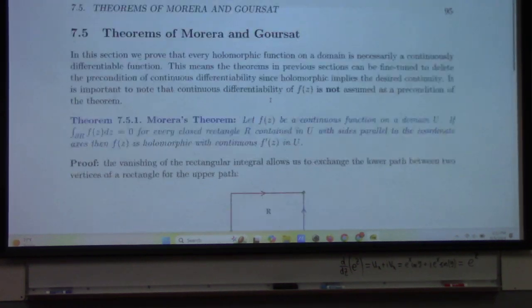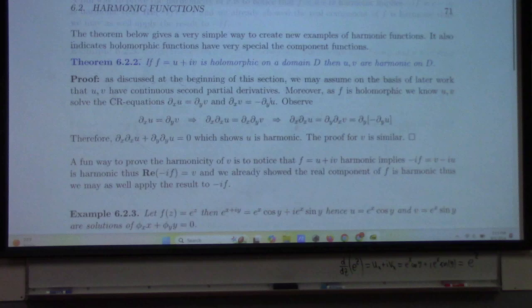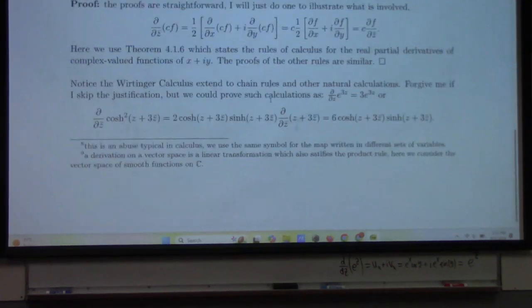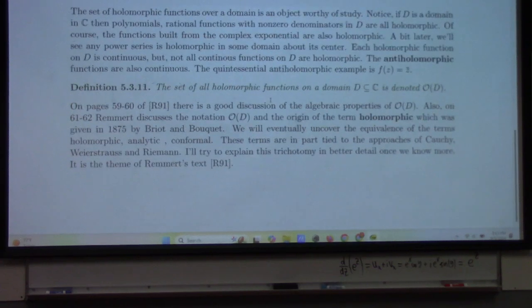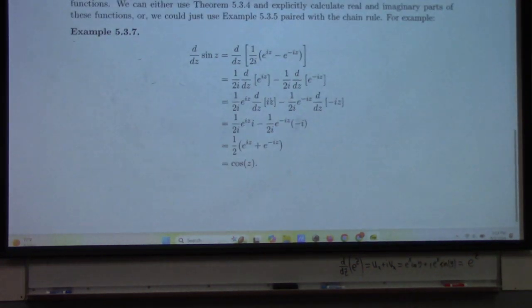Sorry, we're way in the future. All right, come on, let's get back past the calculus. Ooh, Cauchy-Riemann and polar coordinates. I don't always cover that, actually. Let's see here.